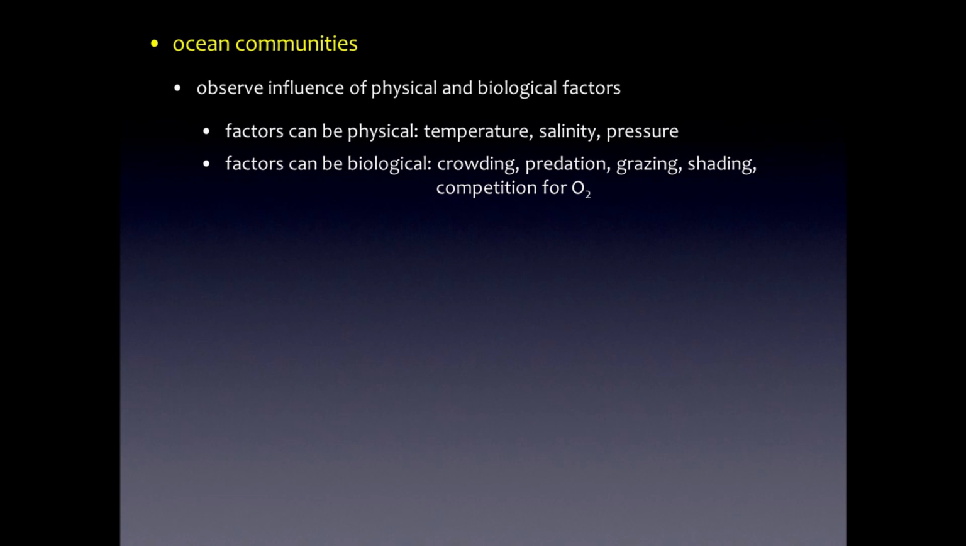They can be things such as crowding. Do we have too many of a species in one area? Predation, who's hunting for who? Things like grazing. Are we eating a lot of algae for a small marine invertebrate? Shading. The sun is great, but sometimes even the sun shining on an organism in the water can be a bad thing. And even competition for resources, food resources. There's only so much oxygen dissolved in the water. Who's going to get that? Who isn't? So all of these factors can play a role in what goes on in a marine ecosystem or an ocean community.